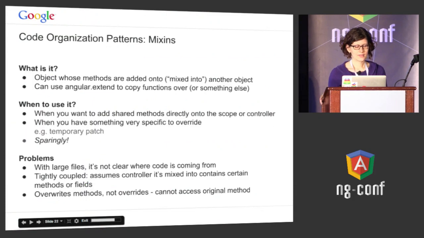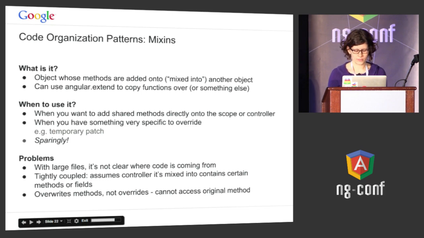OK. The next thing we tried once our inheritance became too unwieldy was mixins. A mixin is an object whose methods are added onto another object or mixed into it. You can do this with angular.extend, and there's other ways to do it as well. This works well when you want to add methods from shared code directly onto the scope or controller, or when you have something very specific to override.